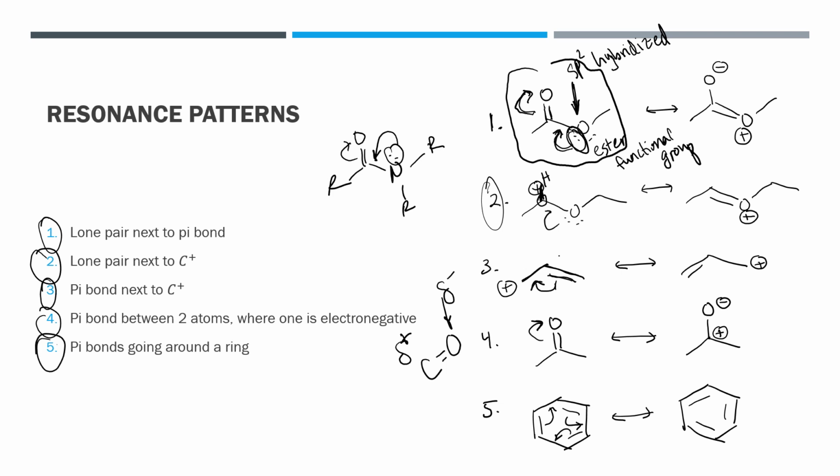The last pattern I want to go over is when we have pi bonds going around in a ring. And you might have seen this in AP Chem where you have benzene and you can just shift all the pi bonds around in the ring. So here we have benzene, right? And we can move these pi bonds around in a circle to form this other resonance structure, which is just this. I just shifted all the pi bonds in one direction and we form another resonance structure. So with pi bonds going around in a ring, we can easily form a second resonance structure.